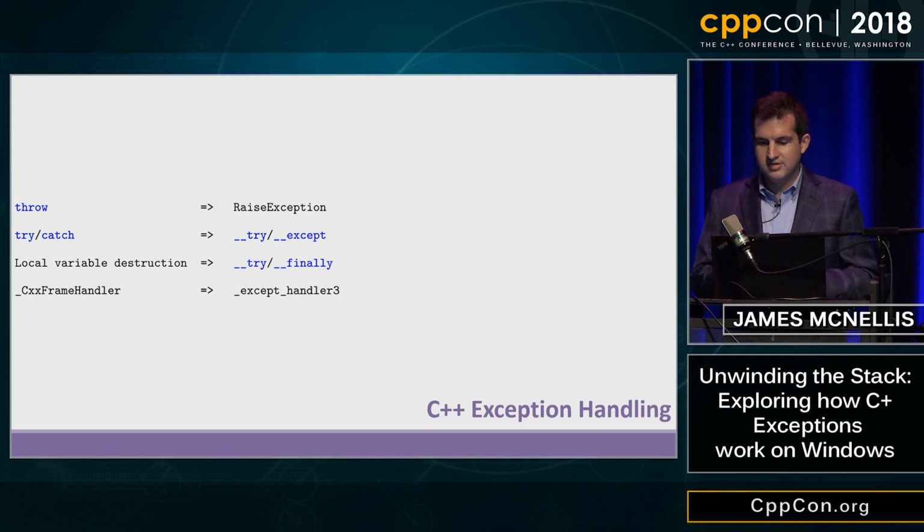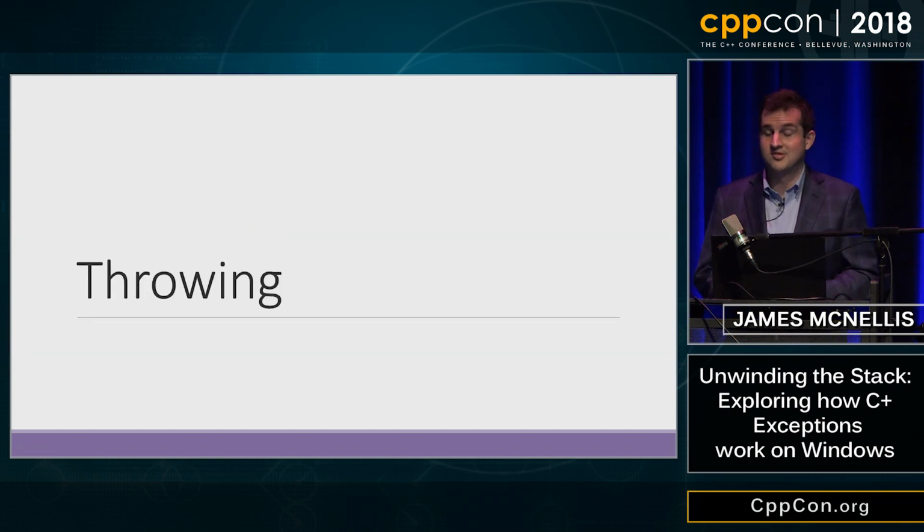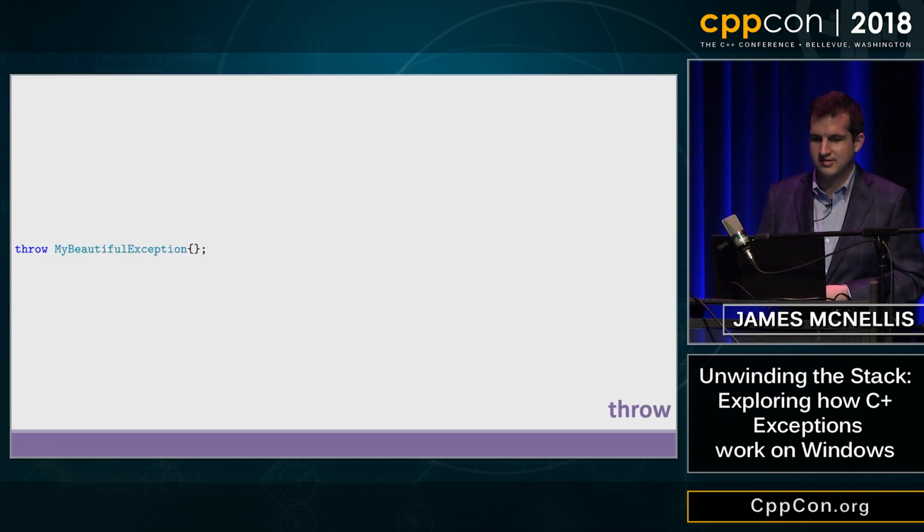So I spent most of this talk, again, talking about structured exception handling because it's simpler, and now we can focus on the C++ details that sit on top of that. So first things first, what happens when you throw a C++ exception?